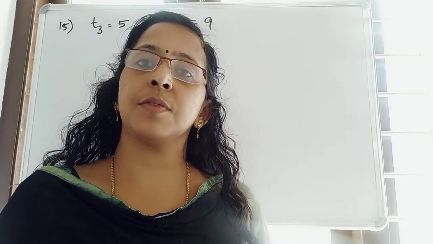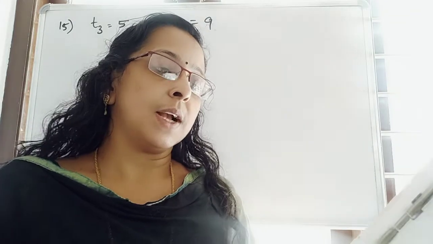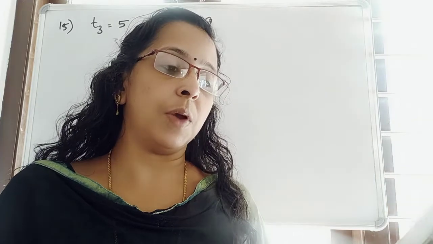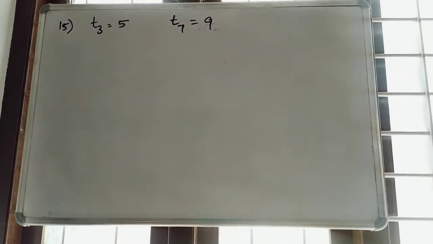Hi everyone, we can do exercise 10A question number 15 onwards. Determine the arithmetic progression whose third term is 5 and seventh term is 9. So third term is 5 means we can write T3 is equal to 5, and seventh term is 9, we can write it as T7 is equal to 9.